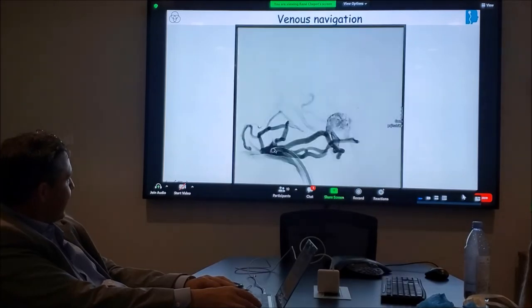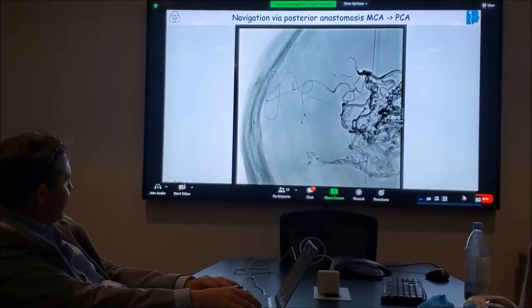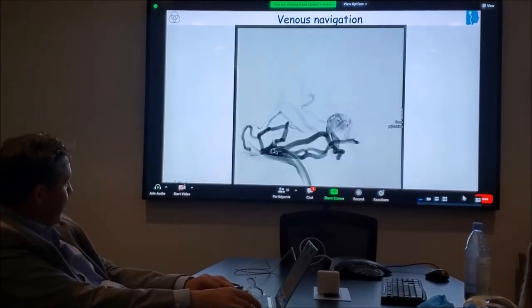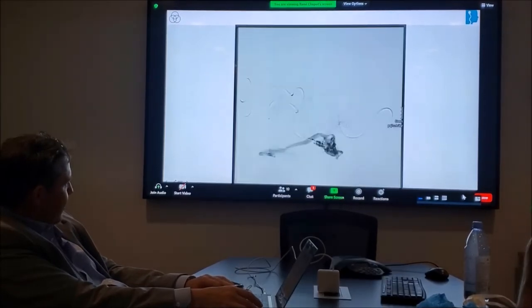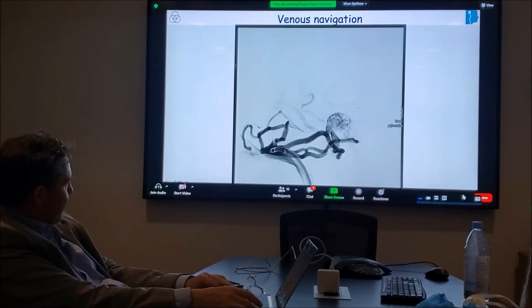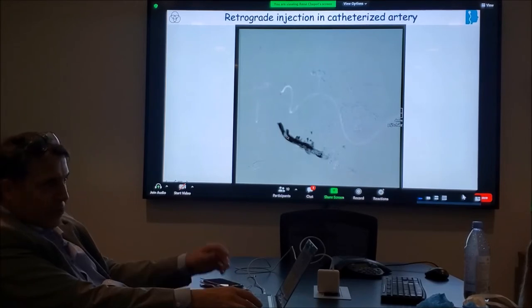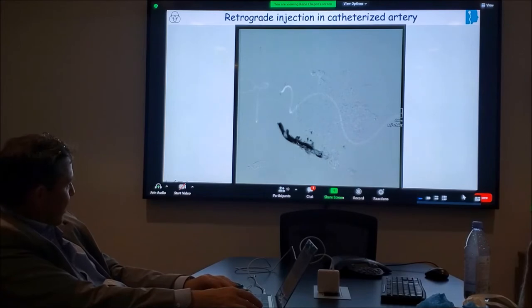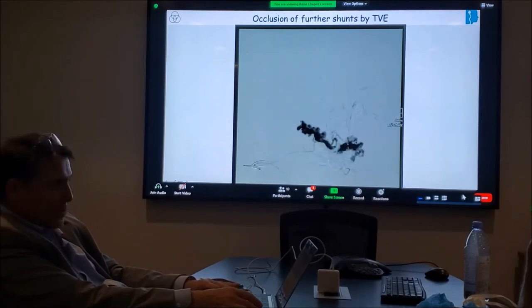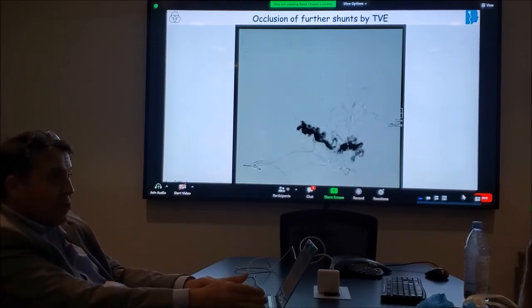So if you see the vein, this is here the navigation around the anastomosis, then you can make a retrograde injection. And look, this was the vein. Now it's seen by the transvenous injection, then you can go there. If you embolize from the vein, of course you will get the artery where you are with your Magic, so you can do it from one side or the other side, but then you can do the other arteries arriving there, so you get much more of it.